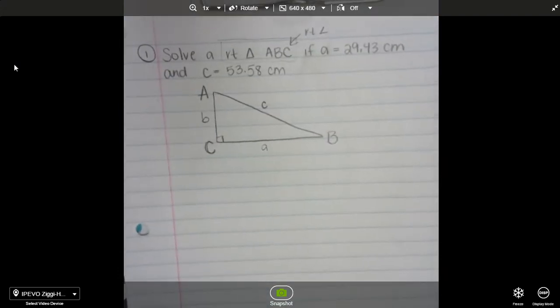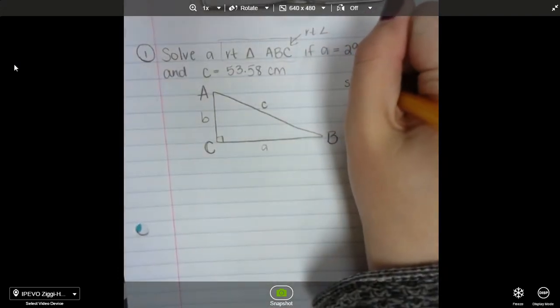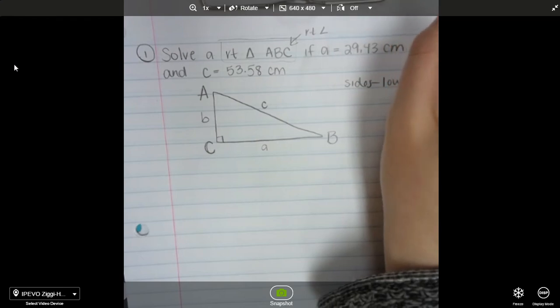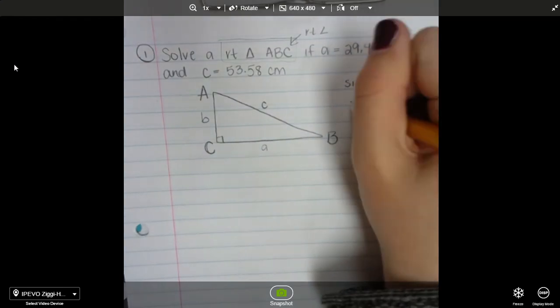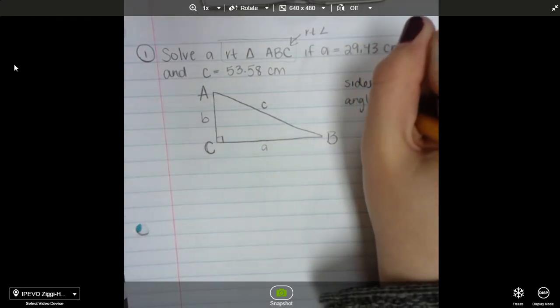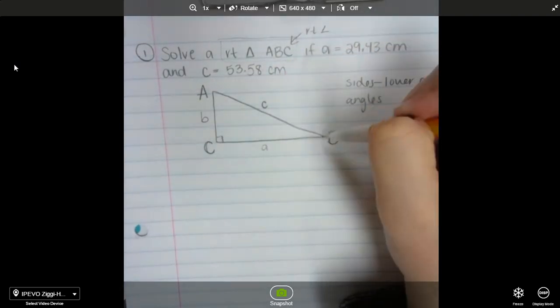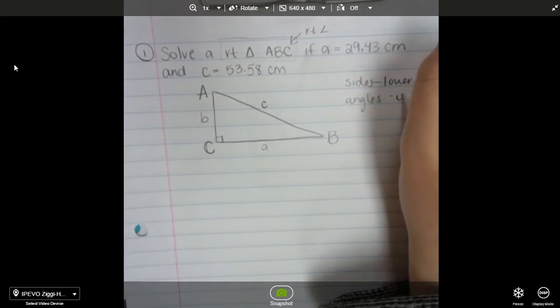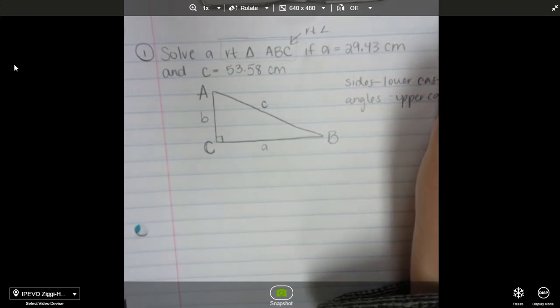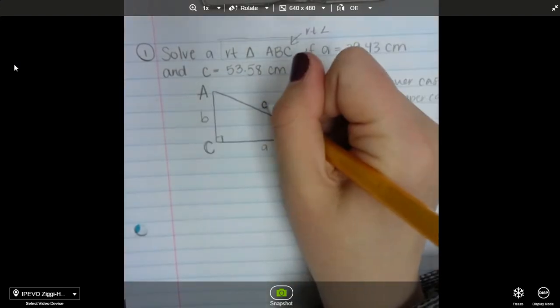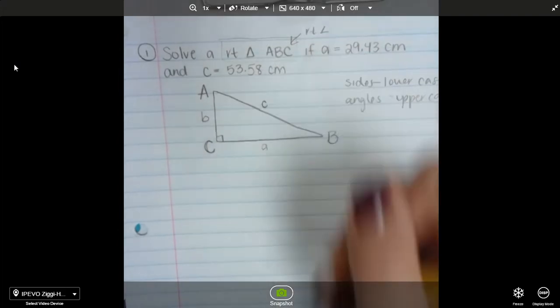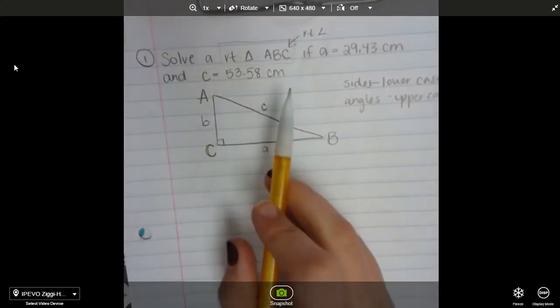And we put sides in lowercase and angles in uppercase, just like we normally would label a triangle with our angles in uppercase. You guys are used to that. But it's just adding in the fact that we always want our lowercase side to be across from its opposite angle.